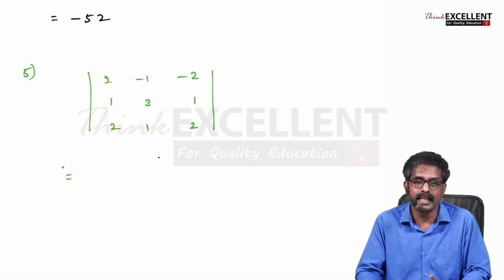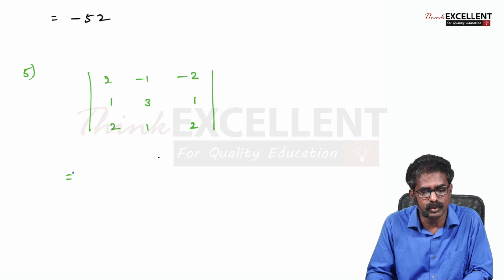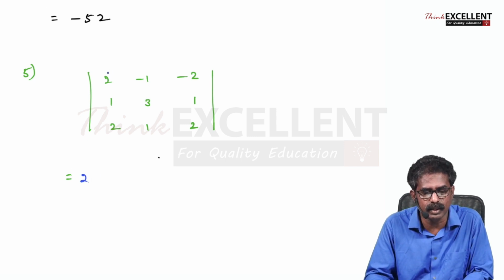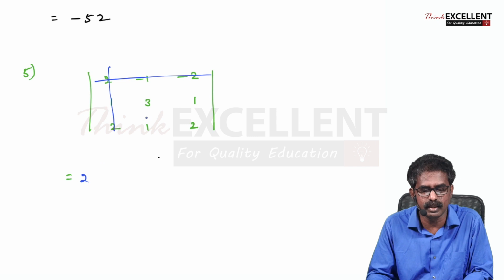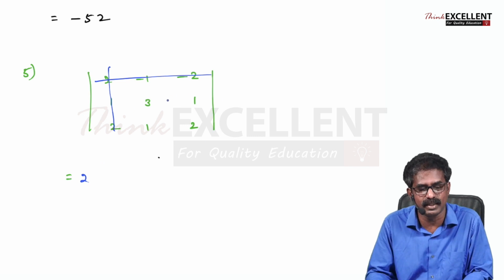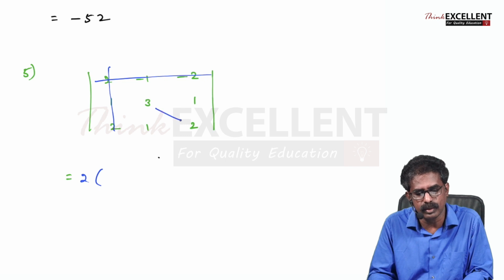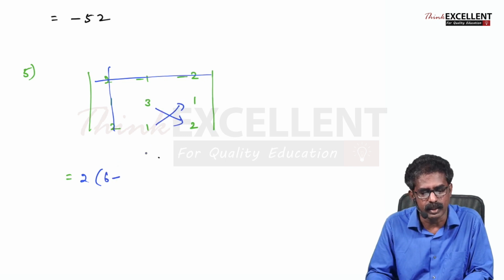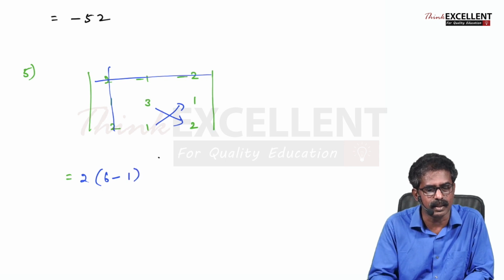What do you do? Take the first number. What's the first number? 2. 2 we are taking. So leave that particular row, and that particular column. Leave it. What's the remaining? You have a square matrix, right? So simplify 3 into 2. 3 2s are 6 minus 1 into 1. It is what? 1. So that is the first part.